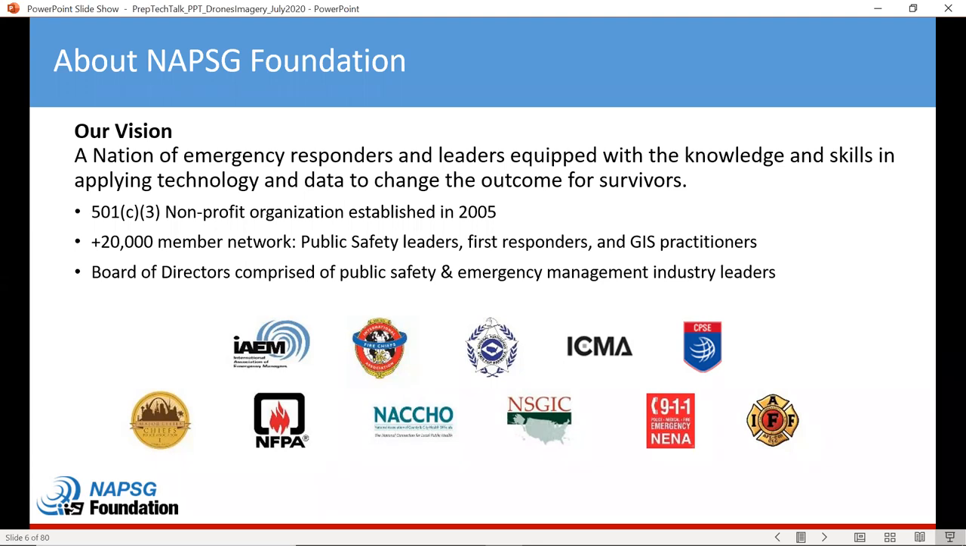We formed about 15 years ago as an alliance between a number of prominent national associations, some of which you see here, and have evolved into a formal organization over the course of that time. Our vision as an organization is listed here, but at its core is to help build a nation of emergency responders and leaders equipped with the knowledge and skills in applying technology and data to change the outcomes of survivors and really working towards building a more resilient nation.